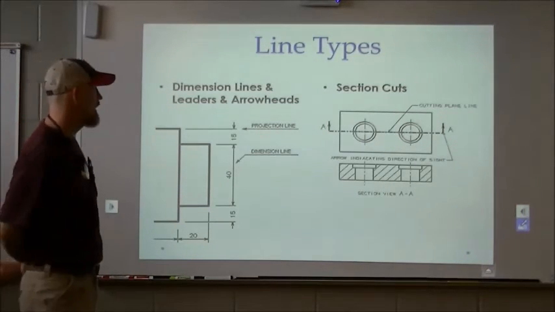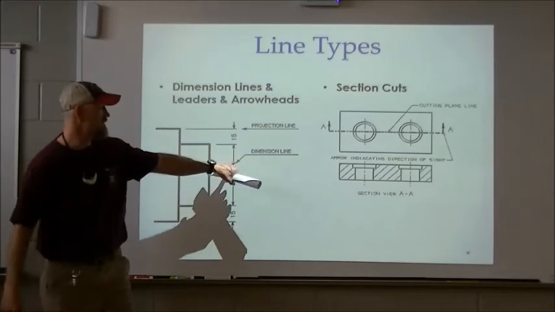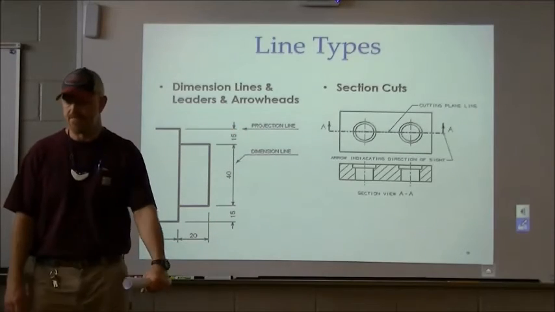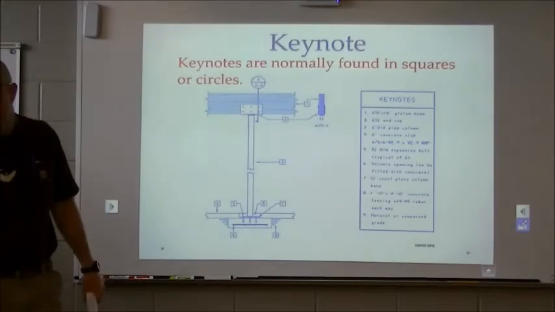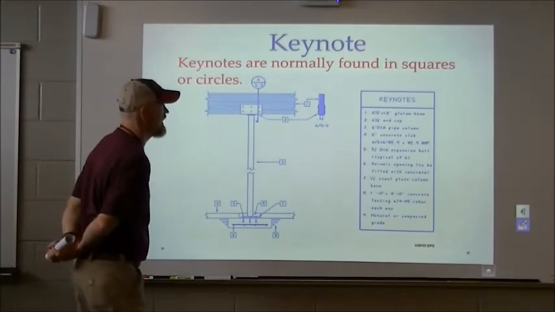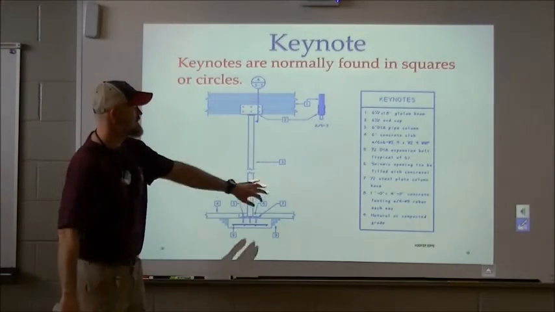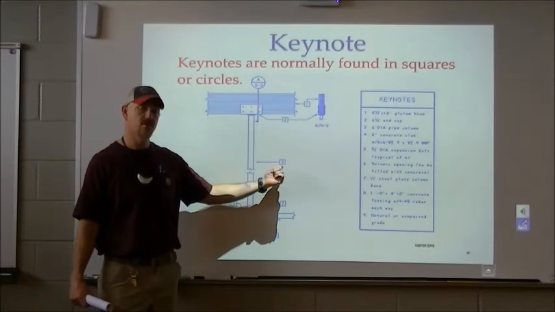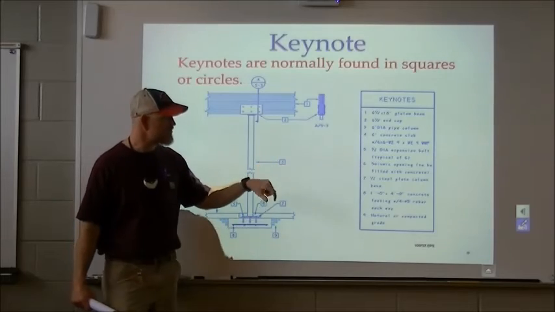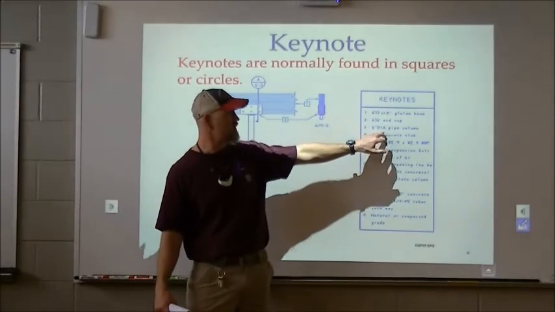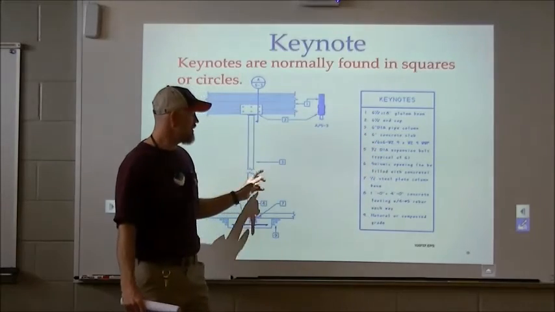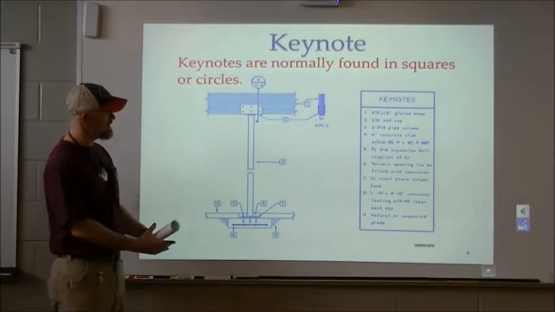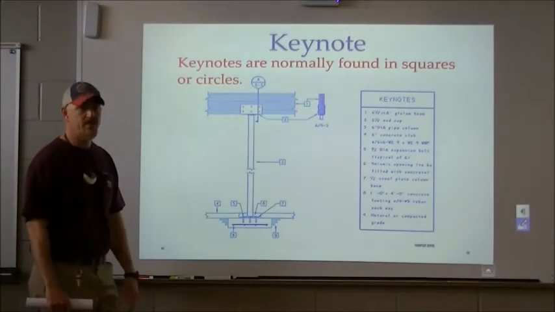Here's an example of leaders and arrowheads. You can see this is showing a dimension line, and that arrowhead is showing a projection line. Okay, keynotes. Now keynotes are normally found in squares or circles, and you can see these are little squares. So I got this 3, and it's inside a square, and it's pointing back over here to where these keynotes are. That tells us that 3 indicates a 6-inch diameter pipe column. And you can see it right there. There's that 6-inch diameter pipe column.